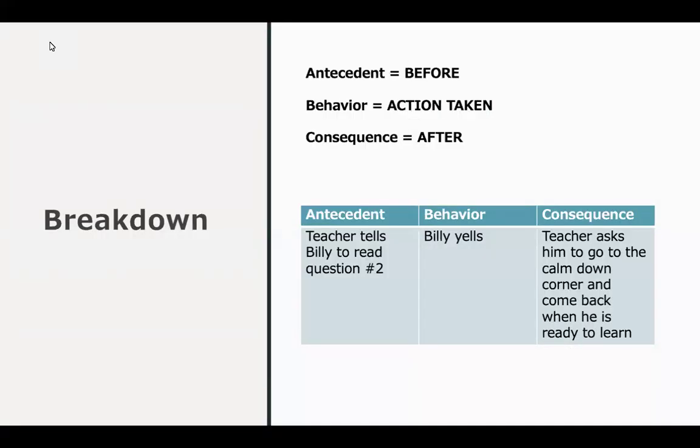So let's go over this example with ABC in mind. At the top of the slide, you'll see a reminder of what ABC refers to. Antecedent is before, the behavior is the action we're looking at, and the consequences are after. So in this scenario, Billy is yelling. We want to know why Billy is yelling so we can help him work through this and really stop the disruption in the class. Right before that, his teacher tells Billy, are you ready for question number 2? Go ahead and read that question. And then bam, he yells. Then right after that, his teacher asks him to go calm down in the corner and come back when he is ready to learn.